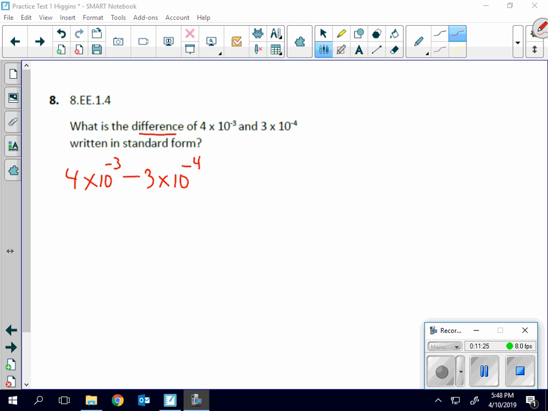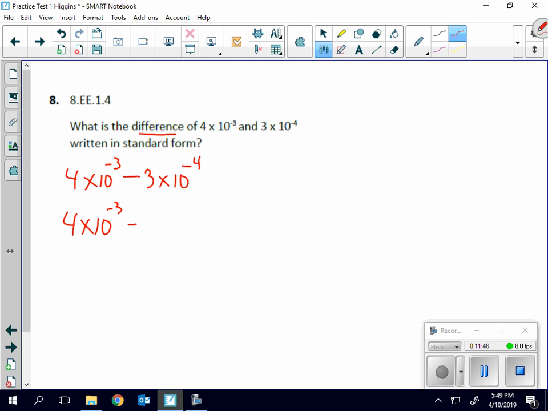All right, just like the first one, I need to make them both have the same exponent. So I am going to go ahead and change the second one. So I keep this one the same. Minus. All right, I'm going to change this to be a negative third power.